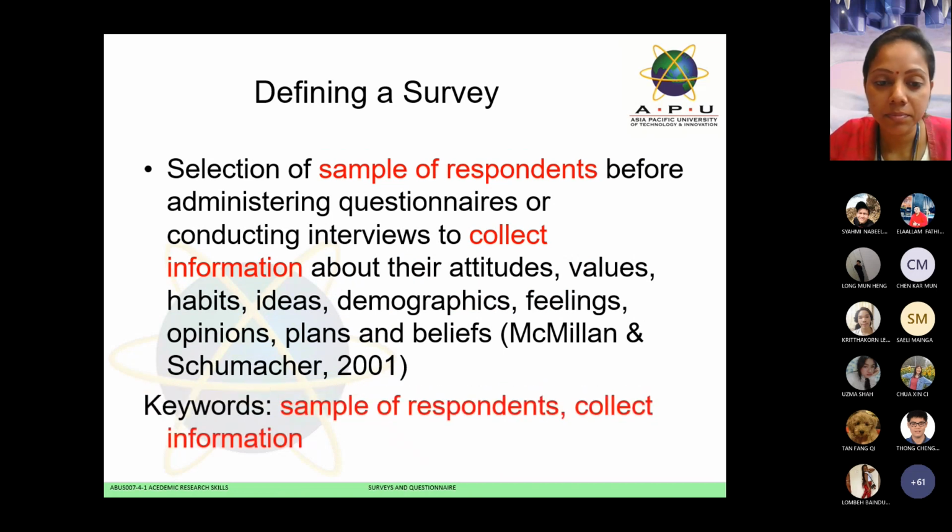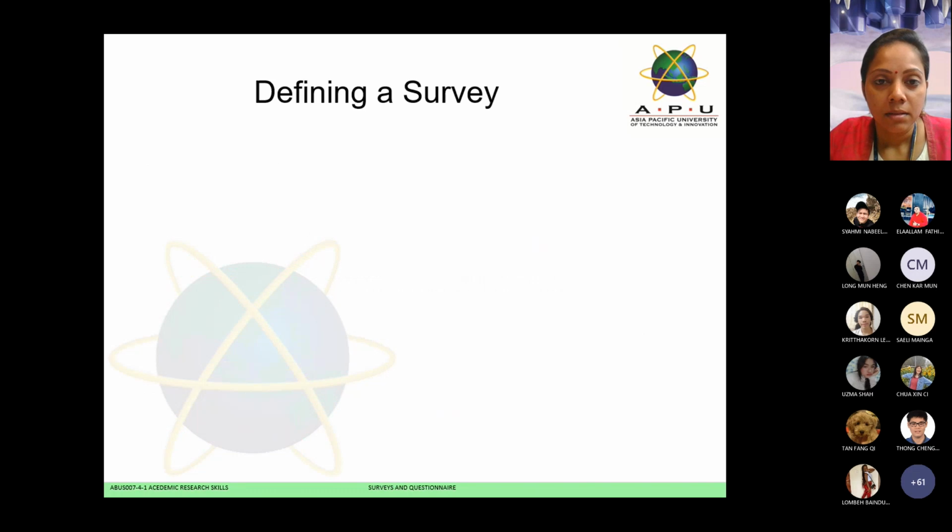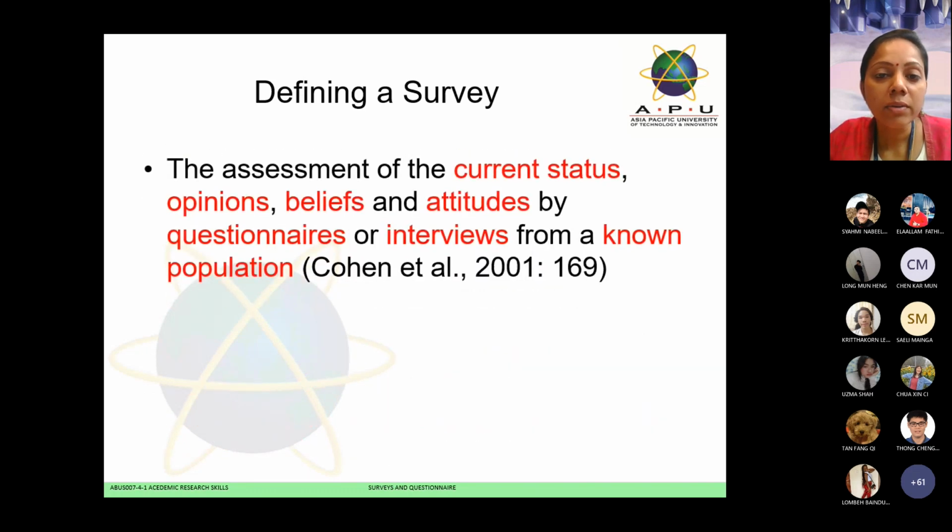Okay, moving on. So why do we do a survey? Because we want to know what is people's belief at that point of time, when the questionnaire is distributed or the interview is done. So questionnaire, listen very carefully. There are many ways to conduct a survey. Questionnaire is not the only way. You could also do an interview. So questionnaire, interviews, these are all tools to collect data. So these are data collection tools, okay?